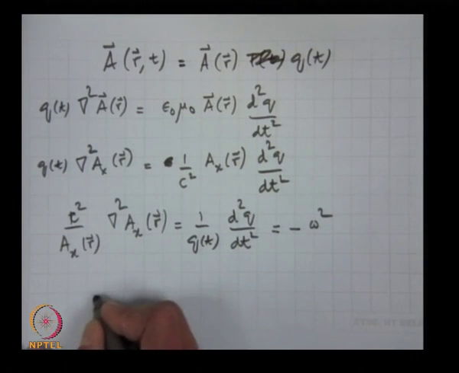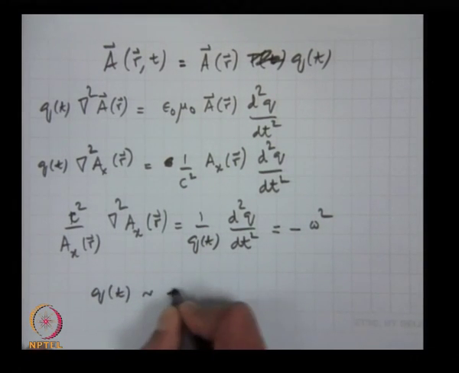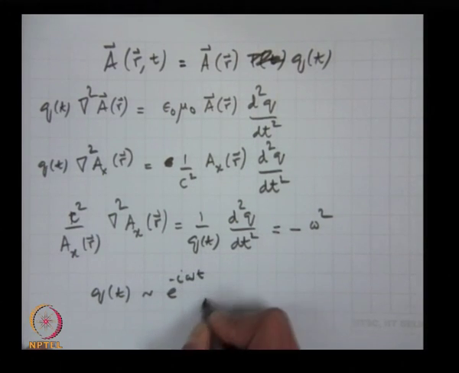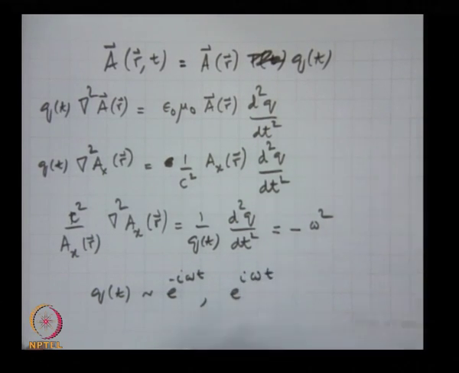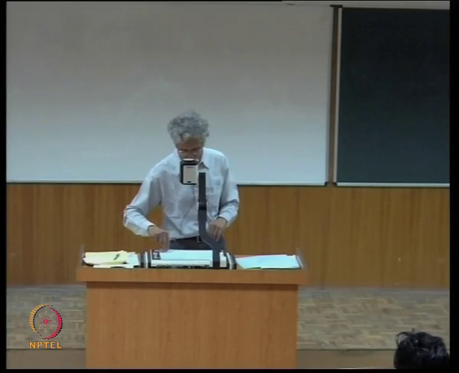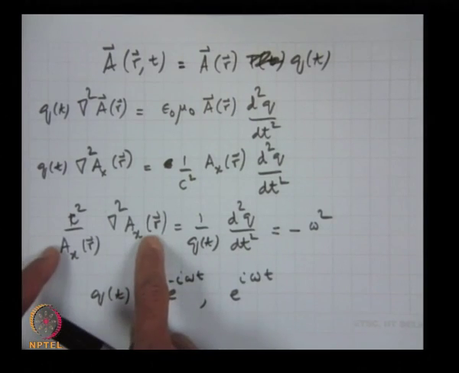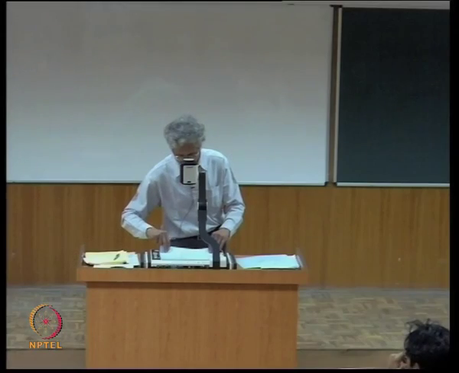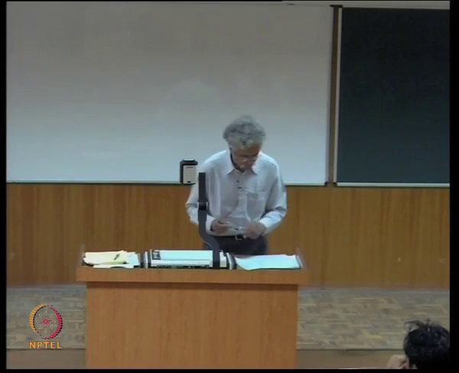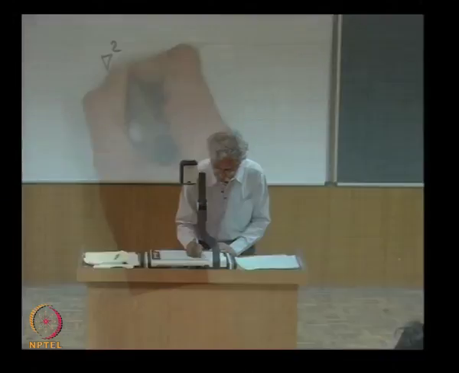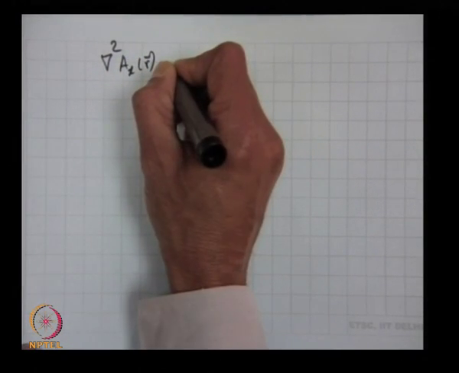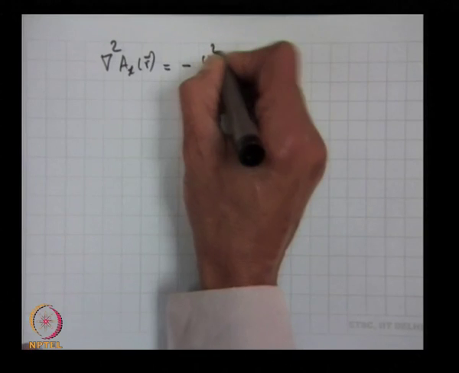So the solution for q of t, immediately I get exponential minus i omega t and exponential i omega t. Two types of solutions. So Ax of r vector will now satisfy an equation which I can write from this term being equal to minus omega square. And what do I get? I get del square of Ax of r is equal to minus omega square by c square Ax of r.